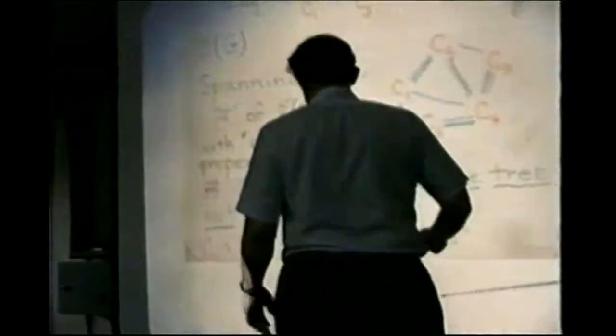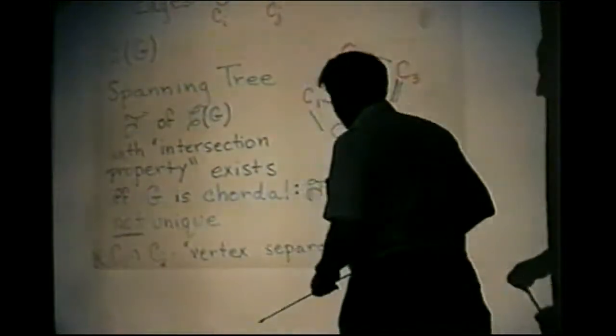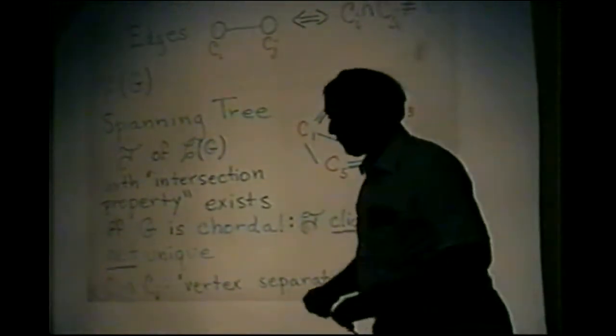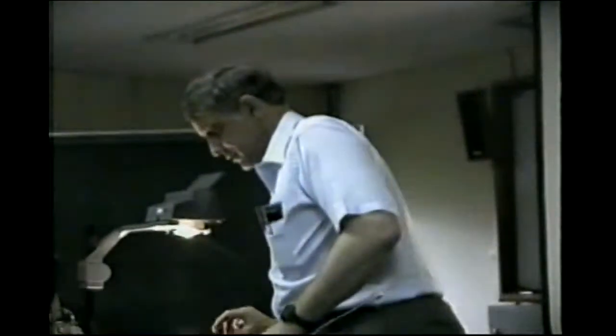Now, it turns out that the intersections of these adjacent maximal cliques are vertex separators in the original graph, which I won't make a lot of use of, so don't worry too much about it.